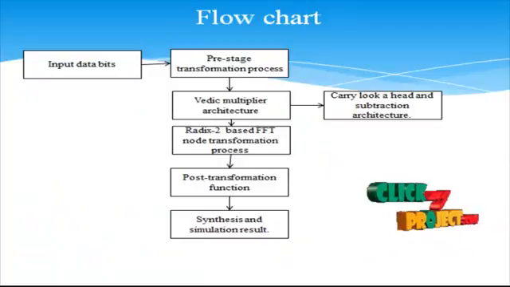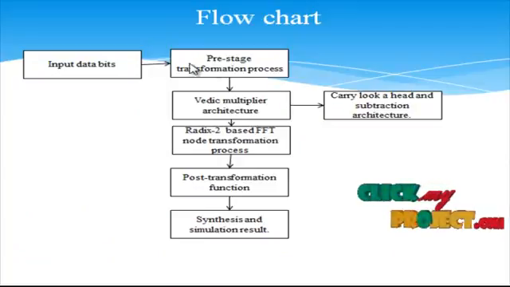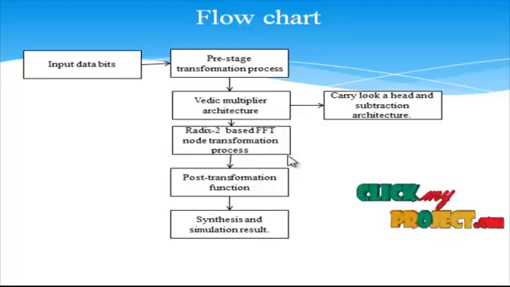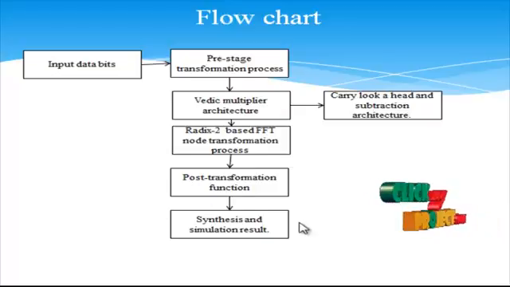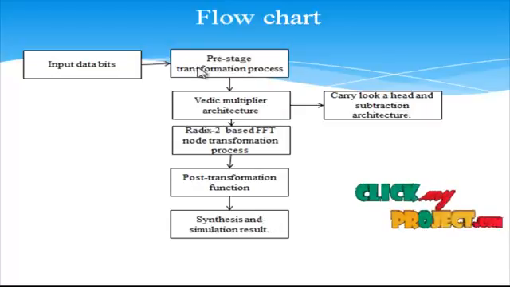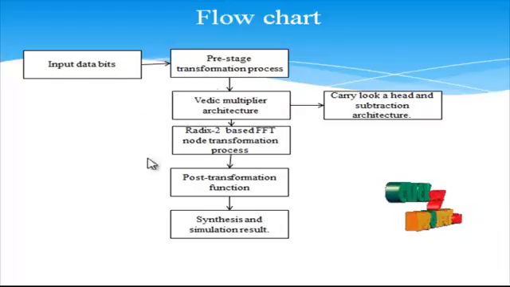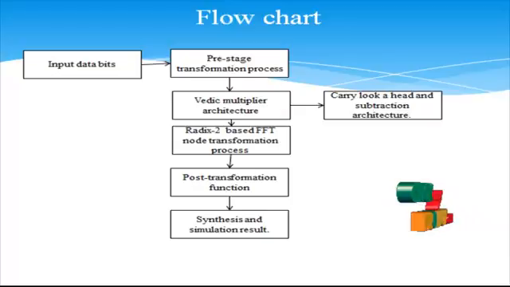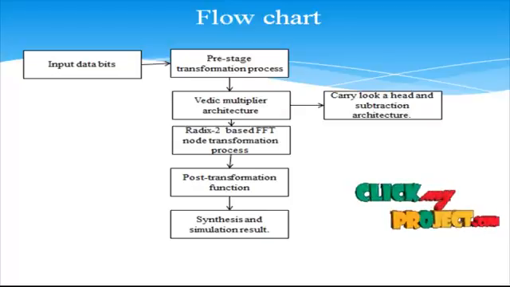Now we are going to discuss the flow of this title. In this flow, the modules are the pre-stage transformation process and Vedic multiplication architecture, the Radix 2 based FFT transformation process, and the post-transformation process. Then finally we will see the synthesis and the simulation results. So in this pre-stage transformation process, we are given the input data bits. In this pre-stage process, the real-time communication system requires a low latency and low complexity 16-point FFT architecture.